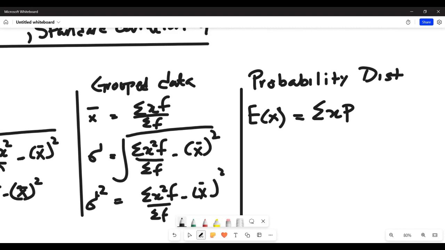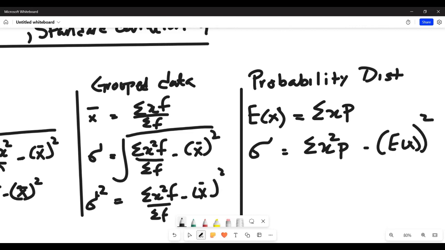Okay. And then the standard deviation in this case is summation x squared times probability minus the expected value squared, and square root of this. Similarly, variance is exactly the same except for the square root.